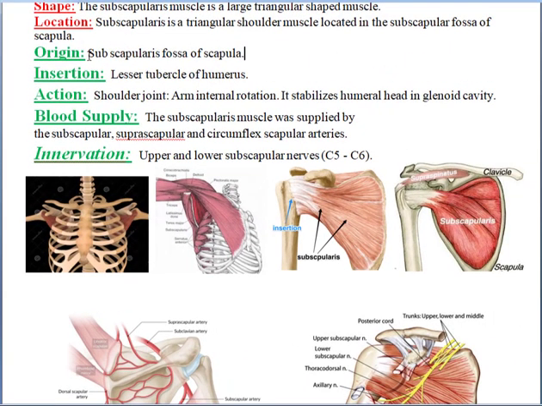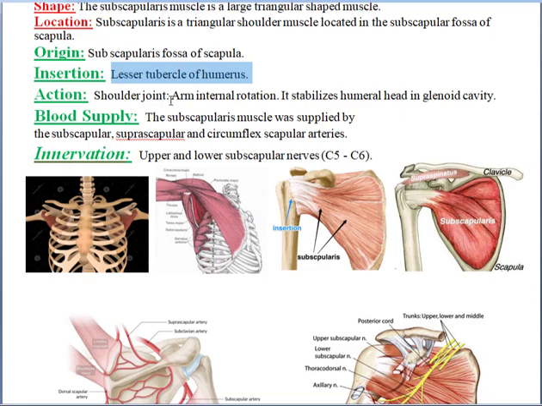What is its origin? This subscapularis muscle arises from the subscapular fossa of the scapula. And what is its insertion? It inserts into the lesser tubercle of the humerus bone. This is the lesser tubercle of the humerus. You can see this is its insertion.